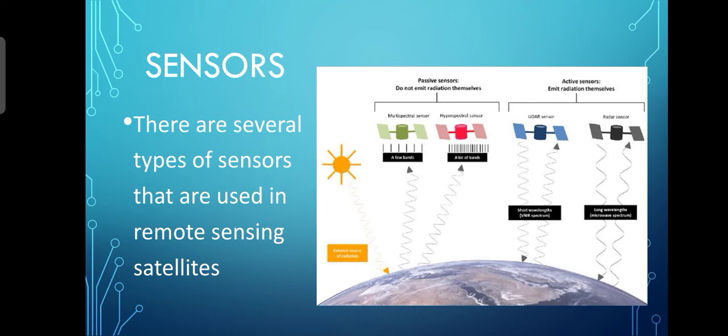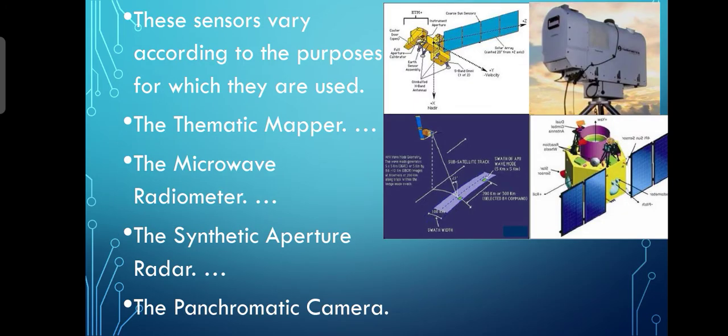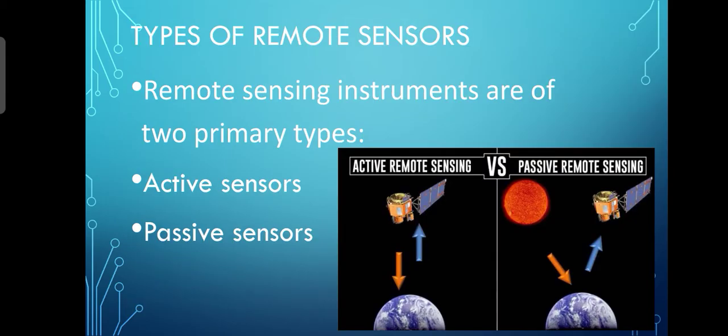Sensors. There are several types of sensors that are used in remote sensing satellites. These sensors vary according to the purposes for which they are used: the thematic mapper, the microwave radiometer, the synthetic aperture radar, the panchromatic camera. Remote sensing instruments are of two primary types.